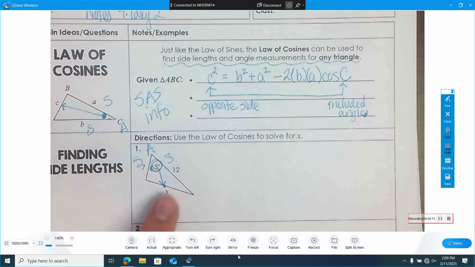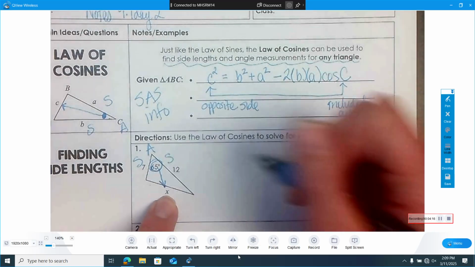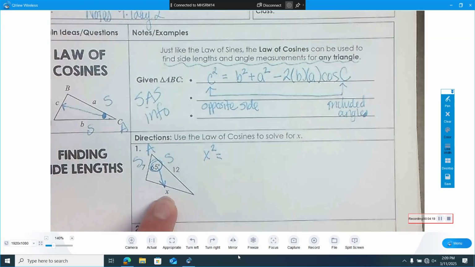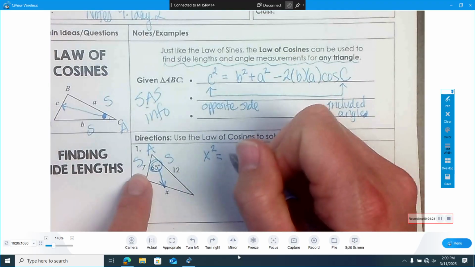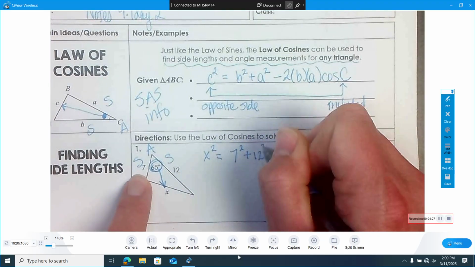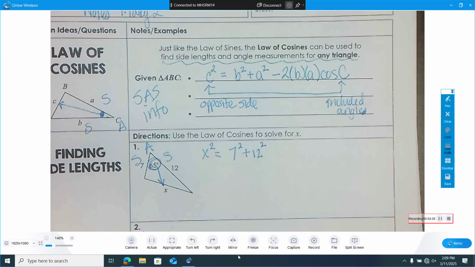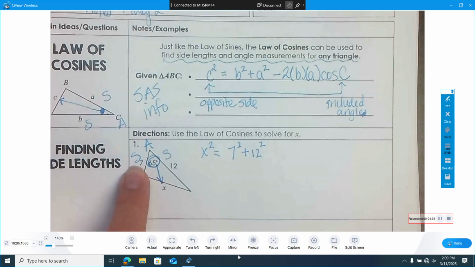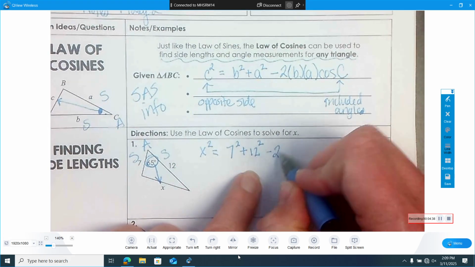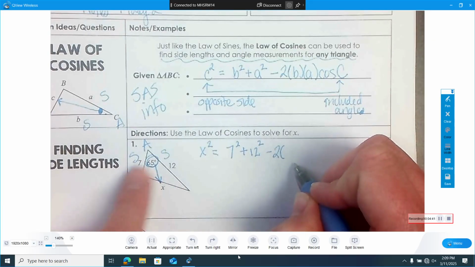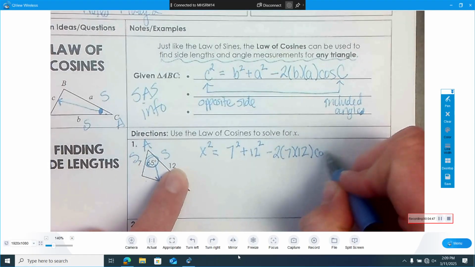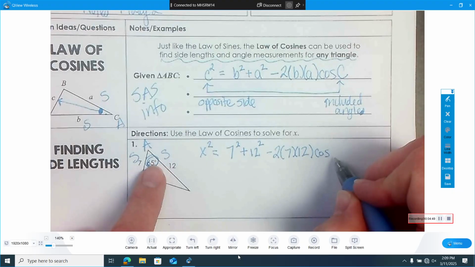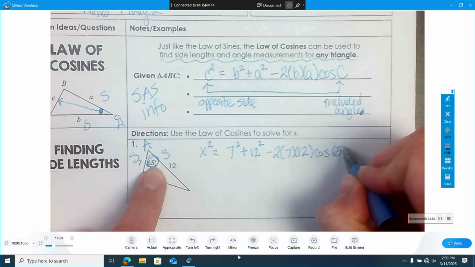So our formula starts with the opposite side squared, so in this case x squared is equal to side squared plus side squared. Now, does it matter if I did 7 squared plus 12 squared or 12 squared plus 7 squared? No. The order of those does not matter. Pick a side, any side, okay? So we have our side squared plus side squared minus 2 times the product of the sides, so 2 times 7 times 12 times the cosine of the included angle. So the angle in between is 65 degrees.